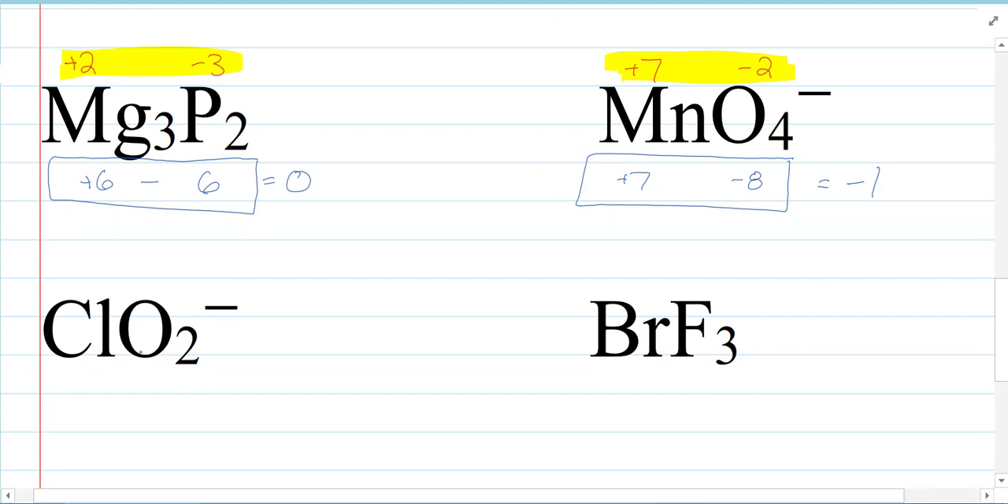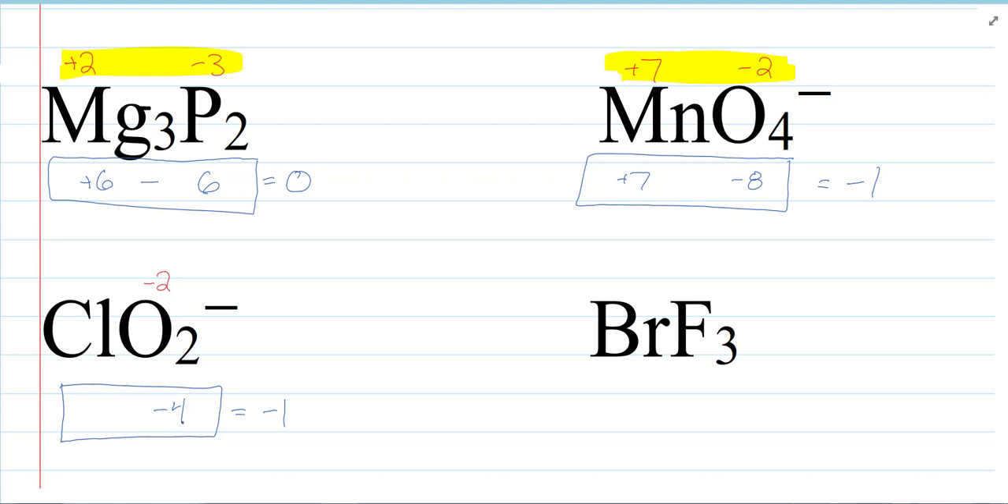Okay. ClO2 minus. Chlorite. Chlorite, the oxidation numbers add up to -1. Okay. Is it a monatomic element by itself? No. Monatomic ion? No. Fluorine? No. Oxygen? Yes. Oxygen is -2. And there are 2 oxygens. So that's a -4. So what does chlorine have to be? Well, X minus 4 is -1. Looks like it has to be 3. 3 minus 4 would be -1. So chlorine has to be +3.